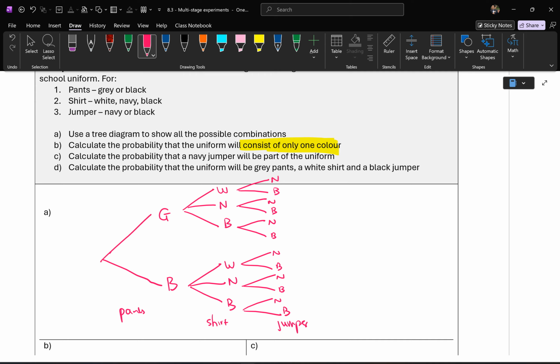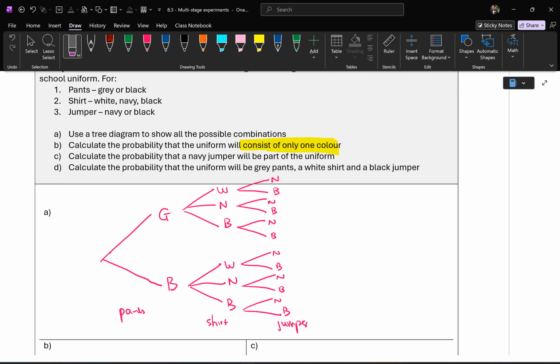What's the JB? Oh, is that girls, boys? No, that's grey black. Grey or black. So I just used the letters of each one. So for pants, for the first event, you can either get grey or black. Once you pick a colour for the pants, pick a colour for the shirt, you can either get white, navy, or black. Once you pick a colour for a shirt, then you can pick a jumper, you get navy or black.